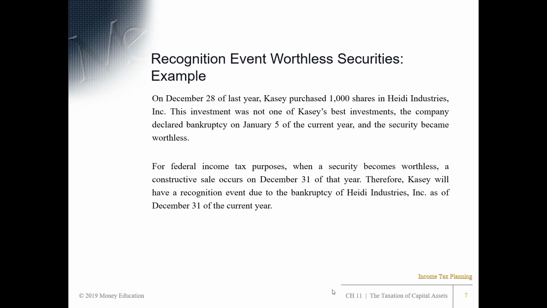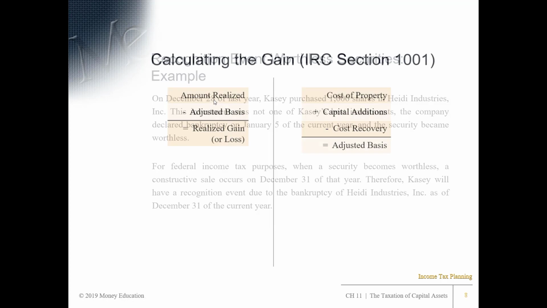This is an example of a worthless security. On December 28 of last year, Casey purchased 1,000 shares of Heidi Industries, Inc. The investment was not one of Casey's best investments, and the company declared bankruptcy on January 5th of the current year, and the security became worthless. For federal tax purposes, when the security becomes worthless, a constructive sale happens on December 31st of that year. Therefore, Casey will have a recognition event due to bankruptcy as of December 31st of the current year, which would make this longer than 1 year, and therefore a long-term capital loss.